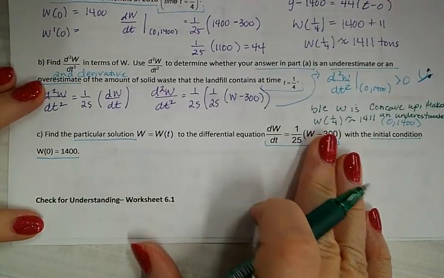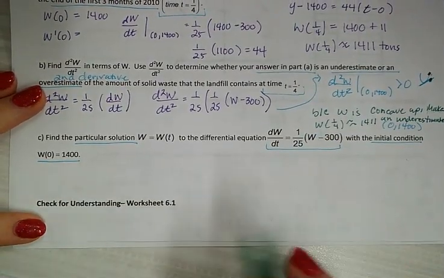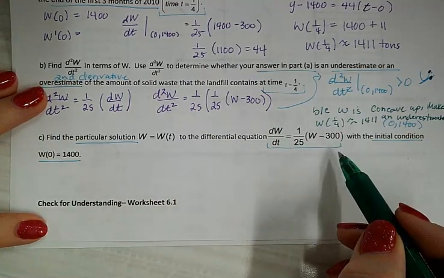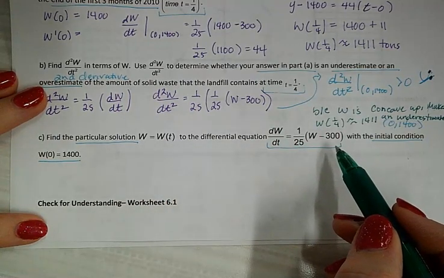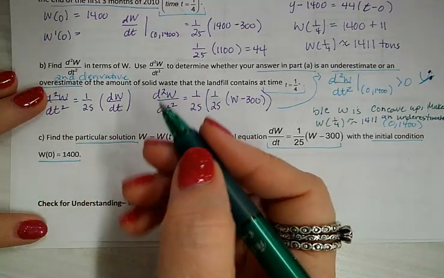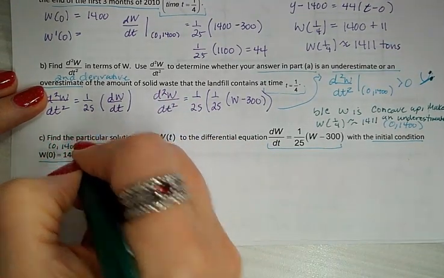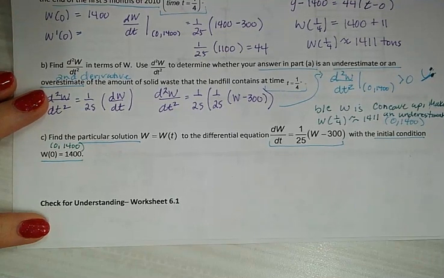All right, finally, you should be able to handle C by yourself. It's a particular solution, and we are given the differential equation, the slope generator, if you will, and an initial condition of 0, 1400. They re-gave us the initial condition here.